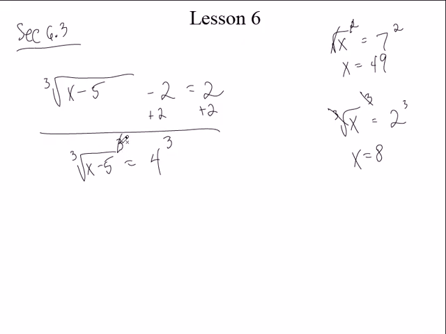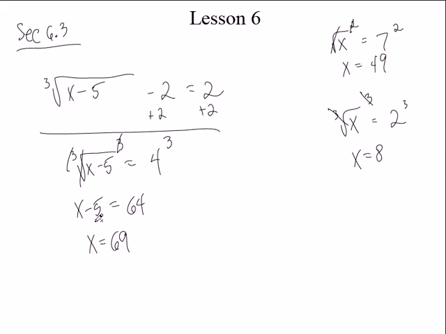So what happens? That cancels out with that root. What am I left with on the left? I just have x minus 5. That's nice and pretty. What's 4 cubed? 4 times 4 is 16. 16 times 4 is 64. Now it's simple. Add 5 to both sides. What's x equal to? 69.